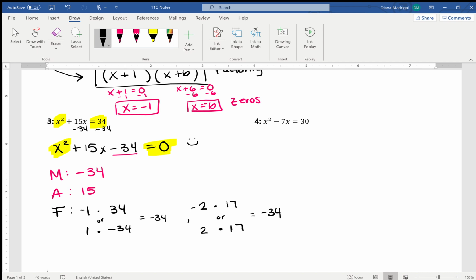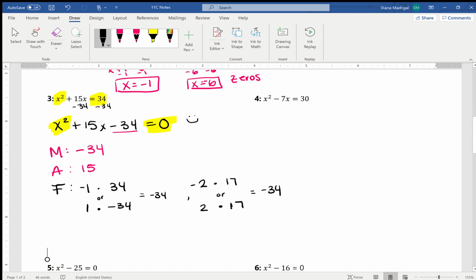Okay, let's see. Is there any other number for 34? I think that is it. Yep, I think that's it. All right, those are the factors that I found. It could be negative 1, 34. It could be positive 1 with negative 34. Or it could be negative 2 and 17. Or positive 2 and 17. So we'll see. Okay, we already figured out 34.